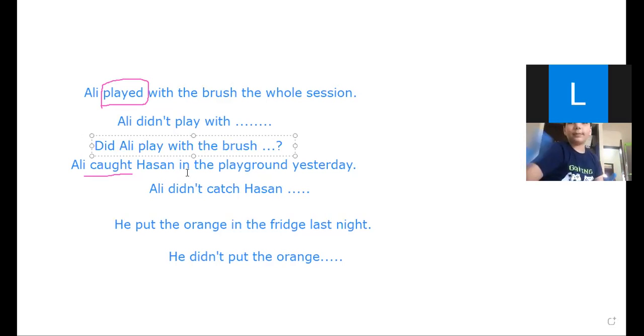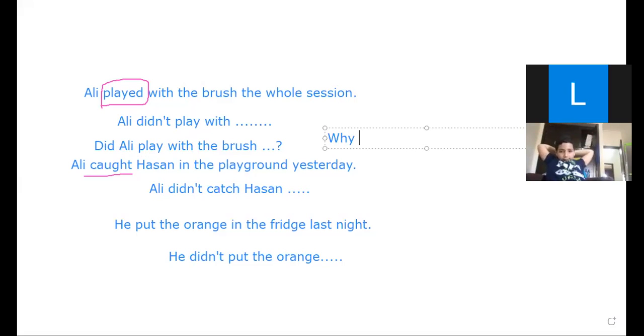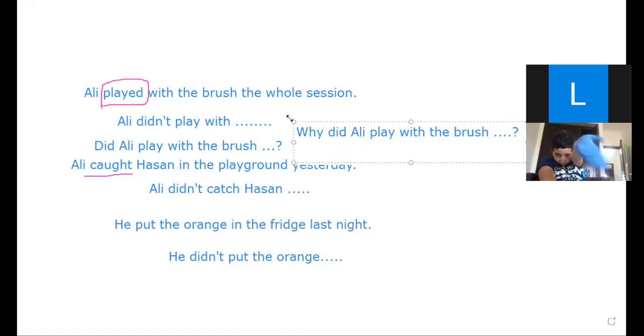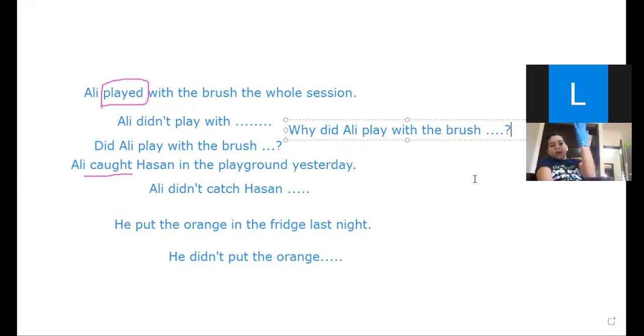Or I can say, why did Ali play with the brush the whole session? Question mark. Okay, guys. So you have two forms of questions: yes/no question, or question with a WH word. The same for the other.